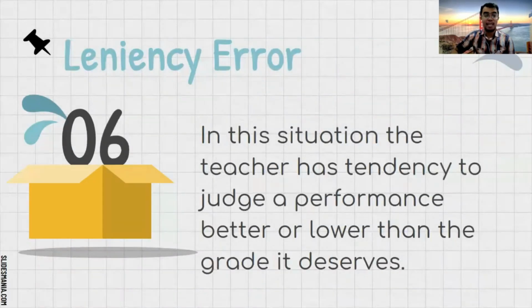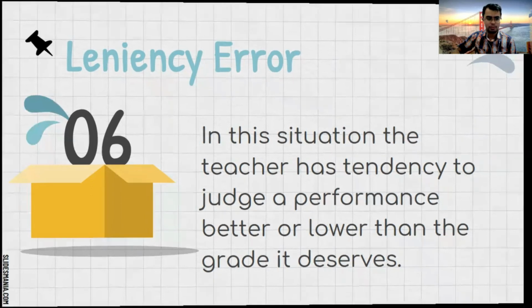Number 6, leniency error. In this situation, the teacher has a tendency to judge a performance better or lower than the grade it deserves. This happens when the teacher doesn't scrutinize the outputs thoroughly or is not paying attention to details. The teacher might give uniform or similar grades to all who have successfully completed the outputs regardless of quality. Or it could be that the teacher assigned grades randomly.